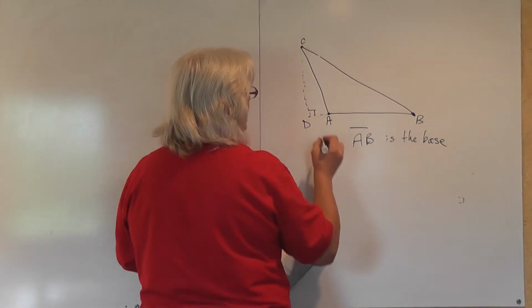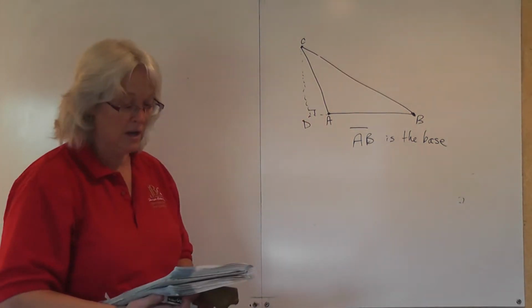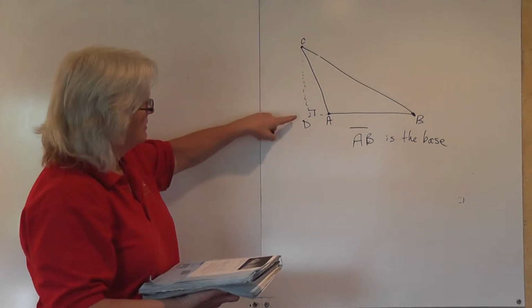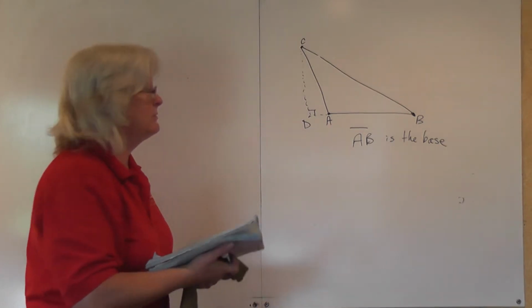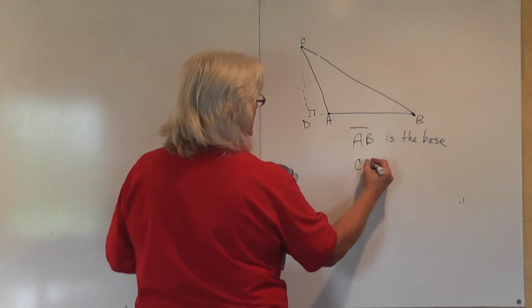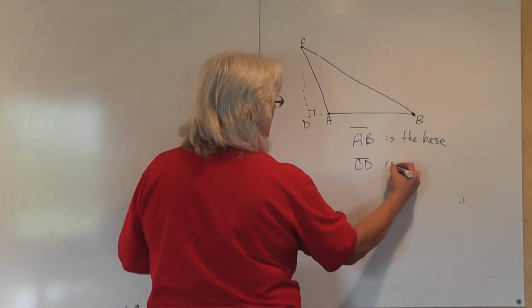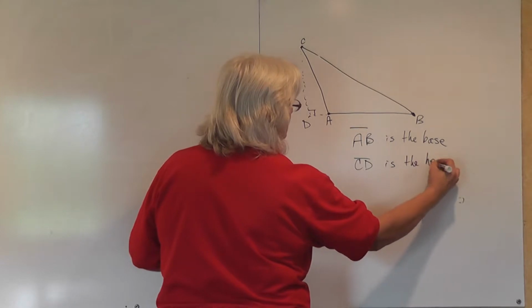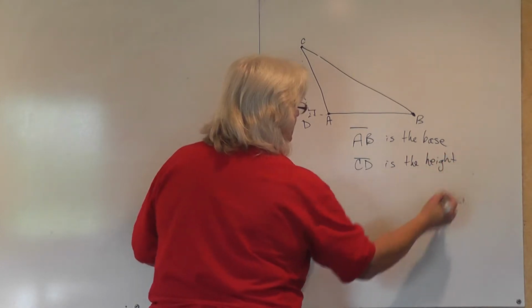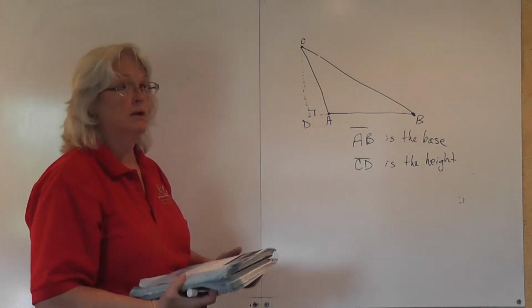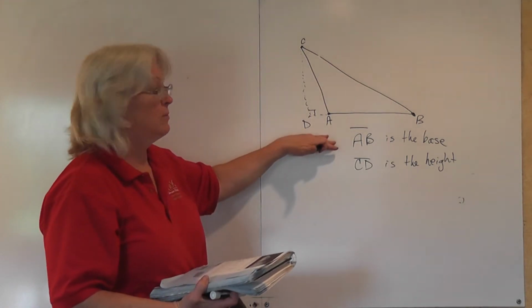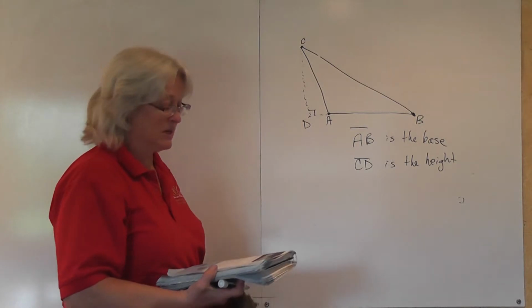So what's going to be the height? Remember, height is the perpendicular distance from the base to the vertex opposite it. So CD is the height. You simply have to learn how to see these. They're going to give you pictures. You have to know what's the base. You have to know what's the height.